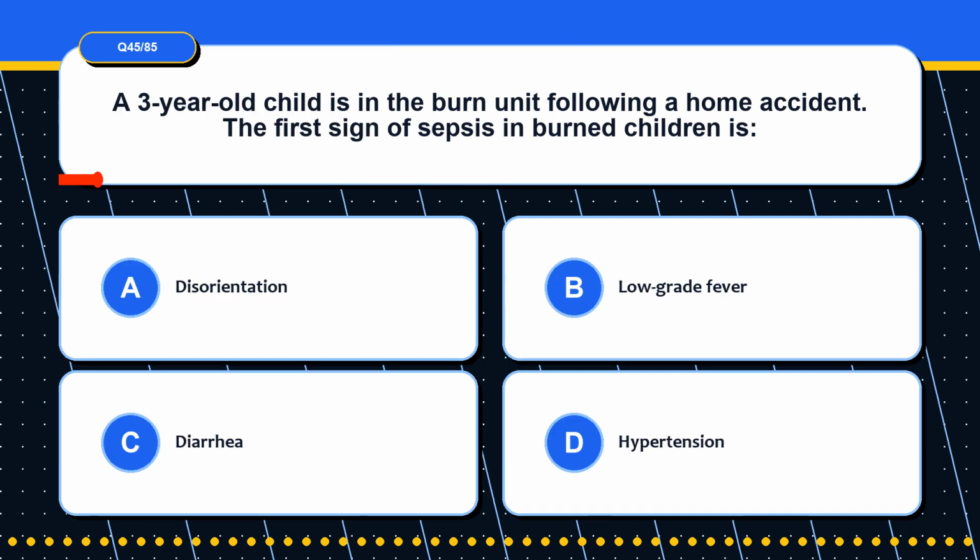Question 45. A 3-year-old child is in the burn unit following a home accident. The first sign of sepsis in burn children is. Here are the options. Option A. Disorientation. Option B. Low-grade fever. Option C. Diarrhea. Option D. Hypertension.